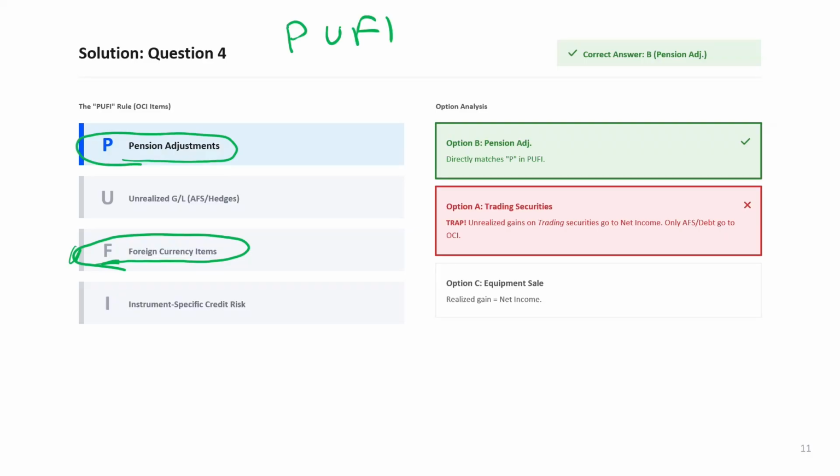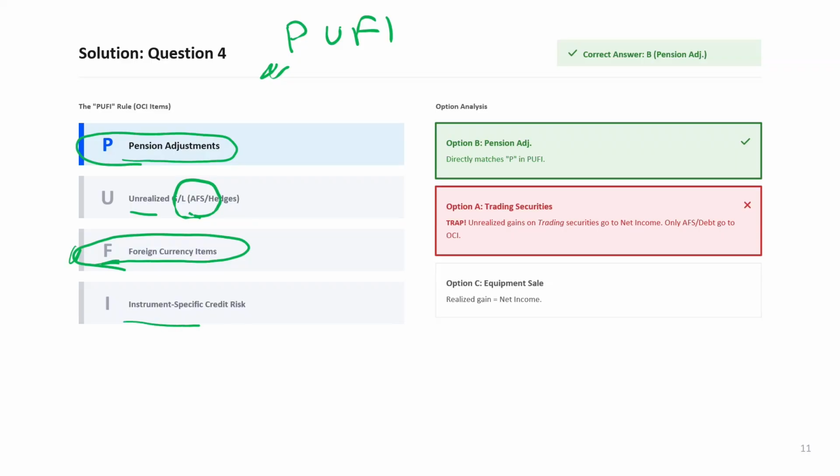So the P stands for pension adjustments. The U stands for unrealized gains and losses. But the difference here is available for sale versus trading security. So if it's a trading security, it is a part of net income. It goes to the income statement. But if it's available for sale, and hedges, it goes to other comprehensive income.